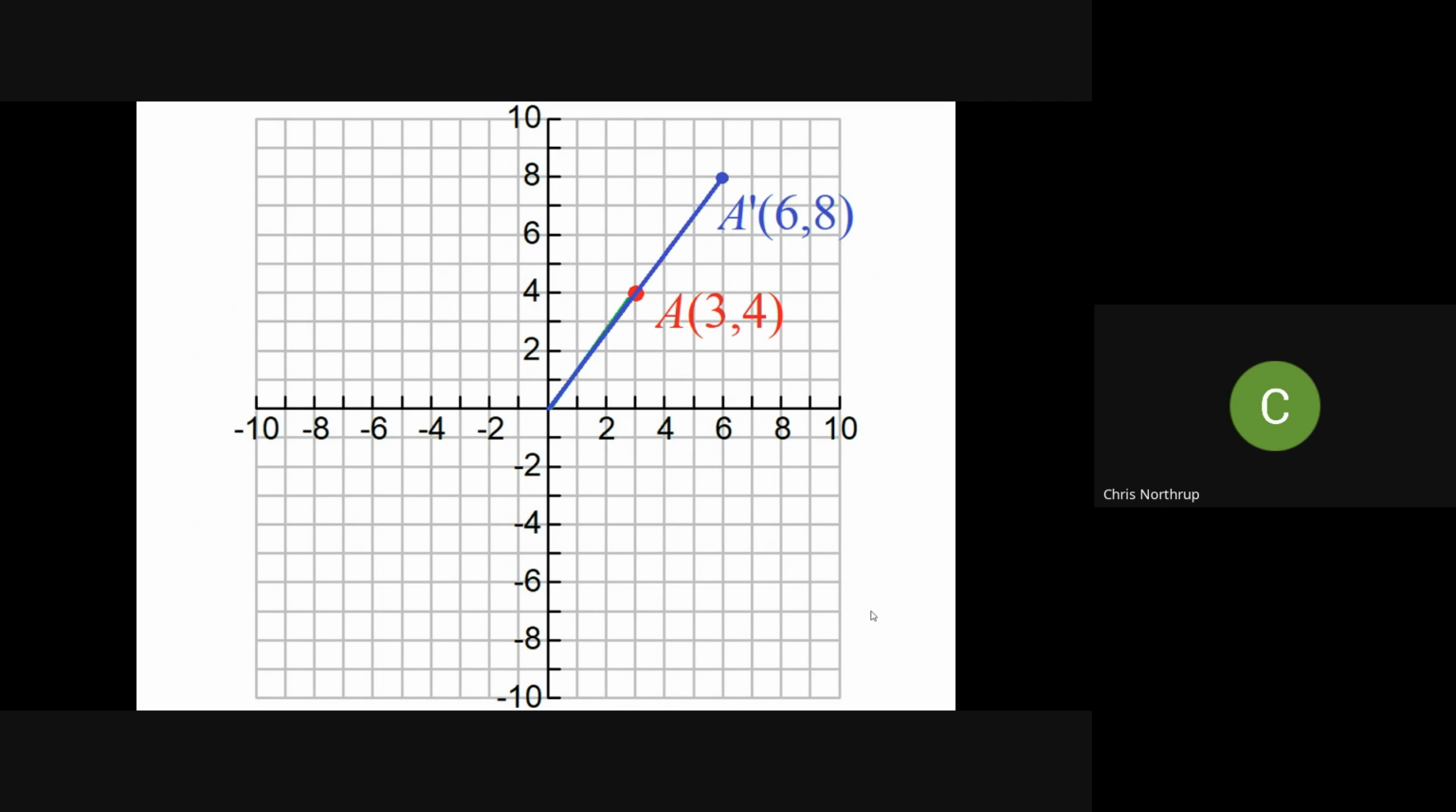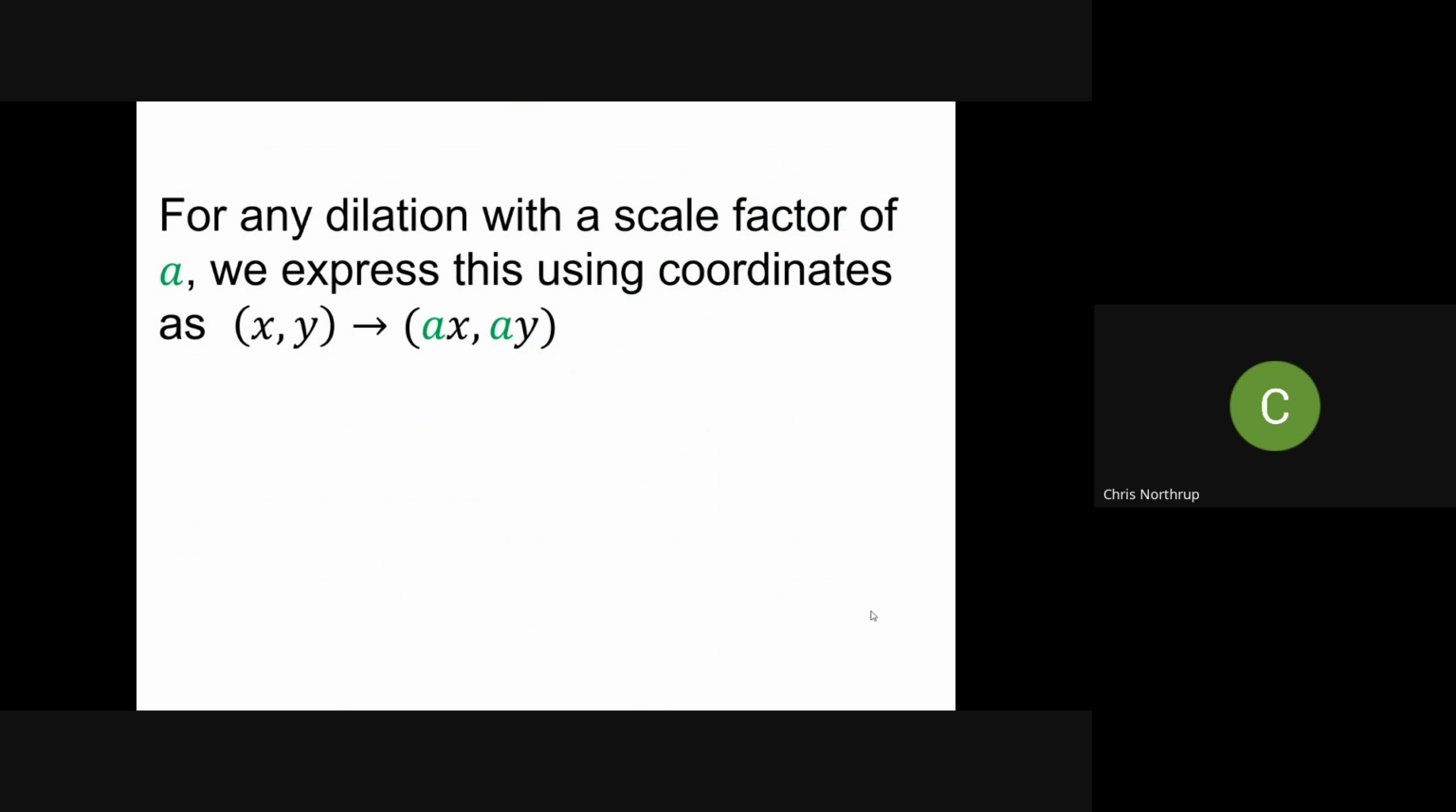You might be going, whoa, how in the world did he come up with that new set of coordinates? Well, if my scale factor is 2, notice the difference in the coordinate values. The X was a 3, now it's 6. The Y was 4, and now it's 8. So I could have just doubled, or multiplied by my scale factor, to get my image. And in general, that is true. For any dilation with the scale factor of a, we can always express using coordinates that dilation to take any point x, y and send it to the point ax, comma, ay.